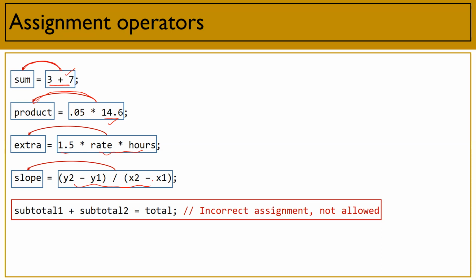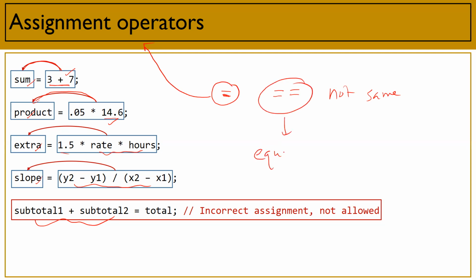But on the left side, you should have only one operand. Here you see that you have only one operand each time. If you write something like this in your programming, it will give you an error. So this is not allowed. Also keep in mind that the single equal and the double equal are different. They are not the same. The single equal sign is used for assignment, and the double equal is used for equality comparison, whether two numbers are equal or not. Keep that in mind.